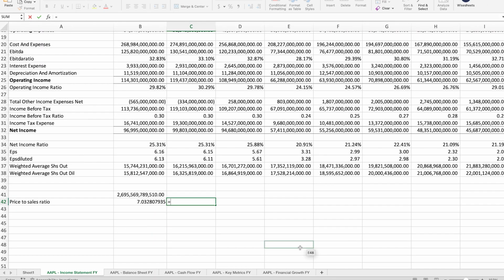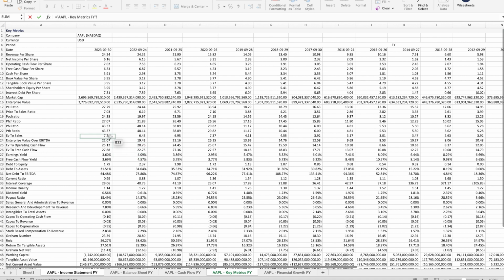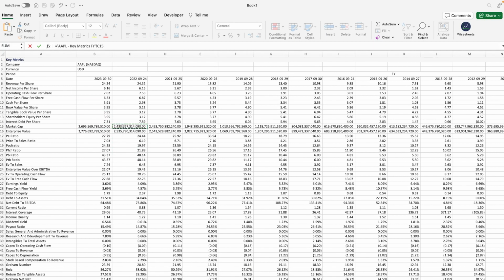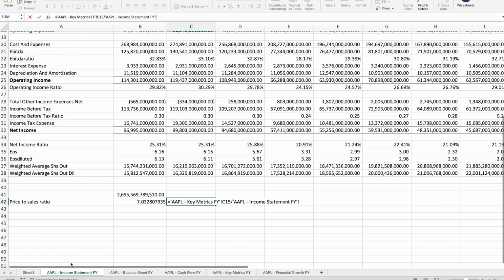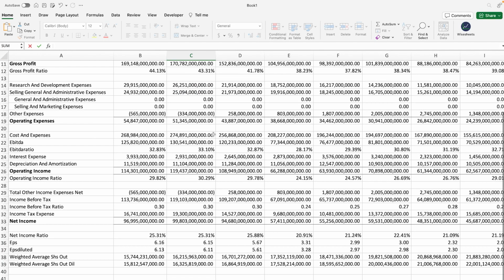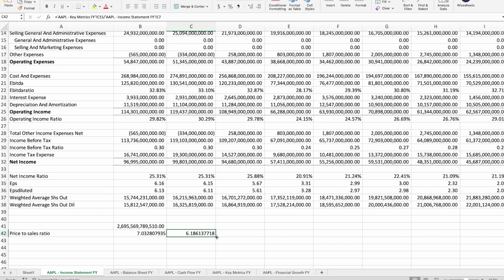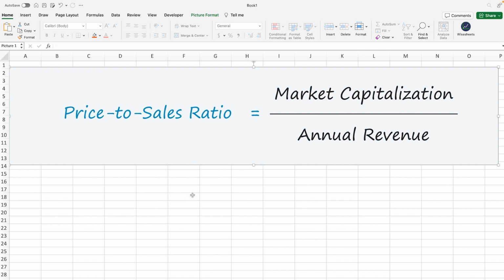This number can of course be calculated on a historical basis. In this case, we would just take the market capitalization right here, and then we would just divide it by the revenue of the previous year. So once you have the formula, you can simply drag it across and you can see how you get the number right away. Now, if we go back to our basic formula that we can see right here, we've talked about the fact that the company's market capitalization is constantly changing based on the stock price.